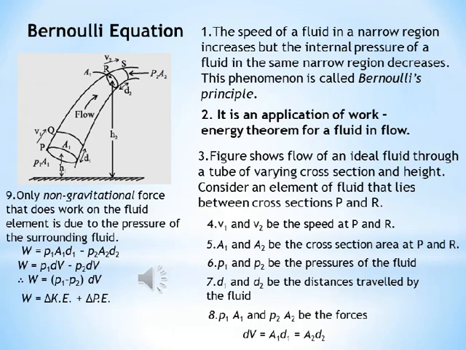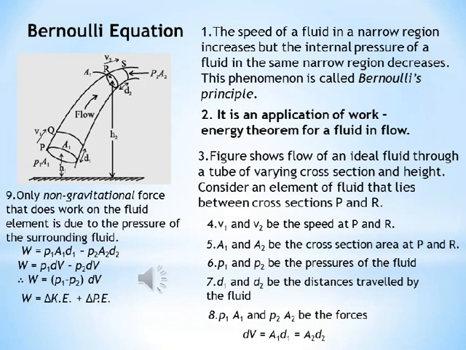Alright, so at point P the area is A1, height is H1, the distance covered by the fluid is D1, velocity is V1. What will be the force then? Force will be pressure times area, that will be P1 A1. Then when the fluid flows towards point R, at point R the area is A2, velocity is V2, distance traveled is D2, and pressure is P2.